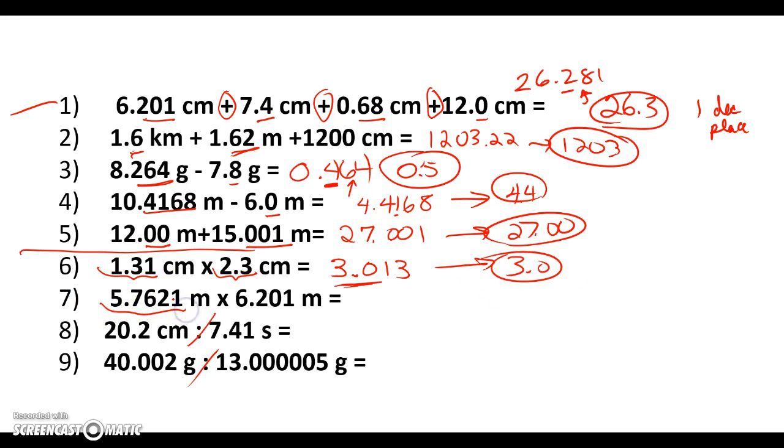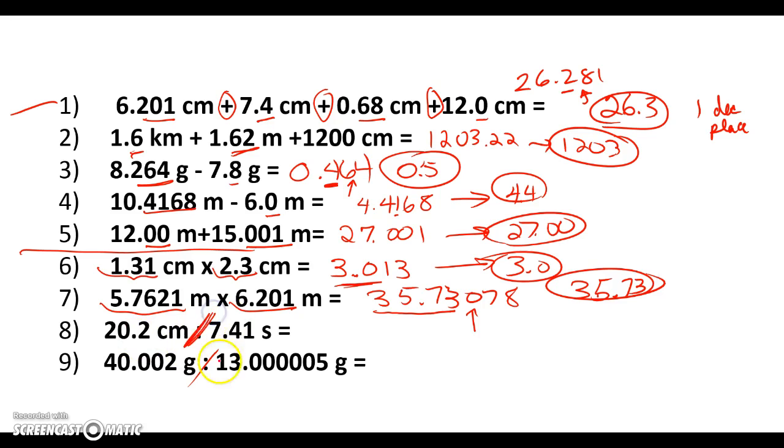Here, 5 sig figs, 4 sig figs. Here's my calculator answer, 35.73078. I should, in my answer, have 4 sig figs. So let's see, 1, 2, 3, 4. I do not have to round up. So this number remains 35.73.